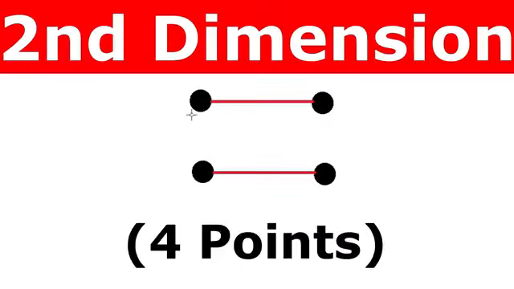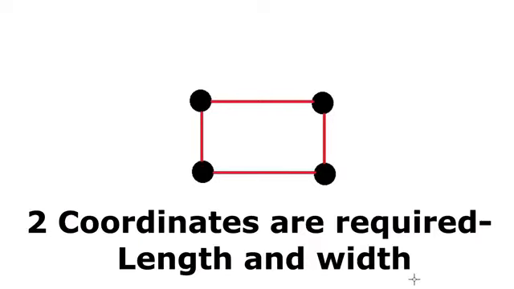Now again double the number of points to get to the next higher dimension, that is the second dimension. Therefore, in the second dimension, we have 4 points. And by joining these 4 points, we get a plane surface, which is a two-dimensional object. For representing a two-dimensional object, two coordinates, length and width, are required.